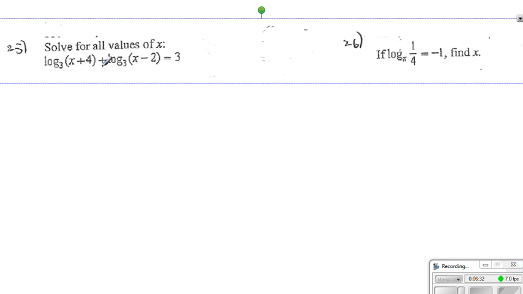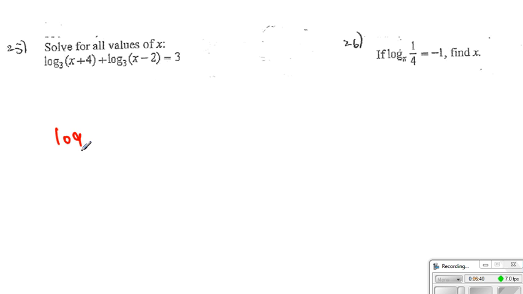Now here we have, since two logarithms are being added, what we end up getting is log base 3 of (x plus 4) times (x minus 2) is equal to 3.